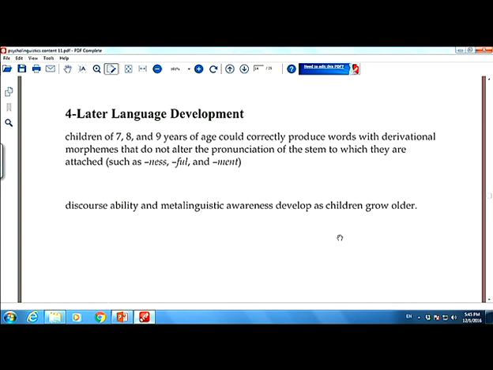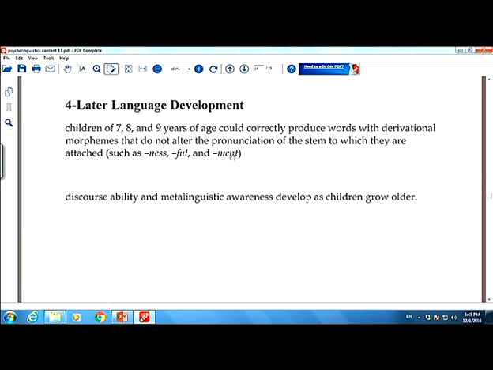Children start to make derivational morphology. So I might ask you this question. Derivational morphemes are expected from a 1 year old, 3 years old, 5 years old, 9 years old? Mostly it's 9 years old. It's more likely, because 7, 8, 9, that's where they start using it.